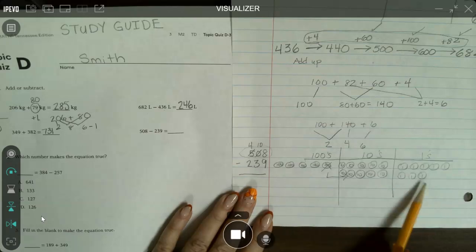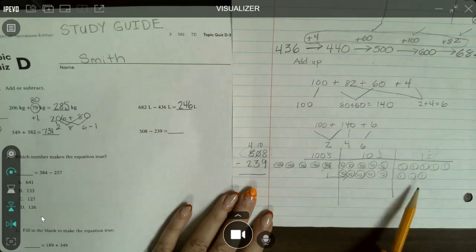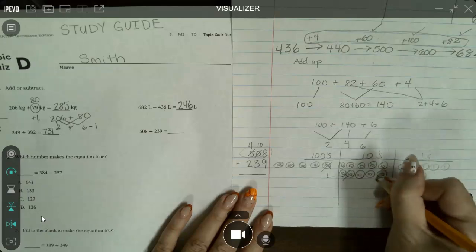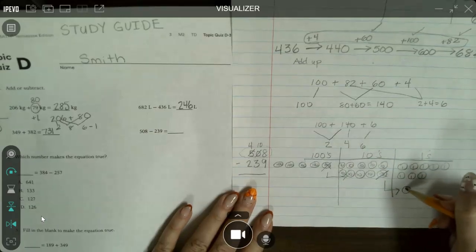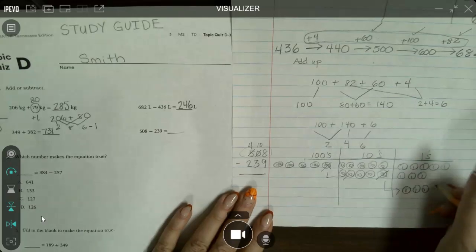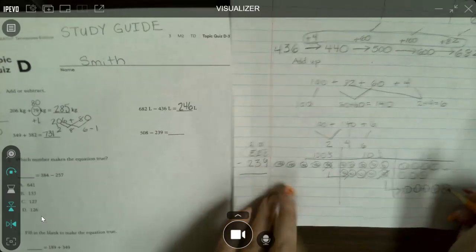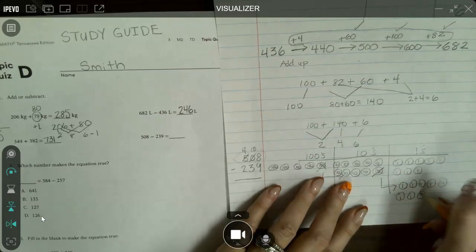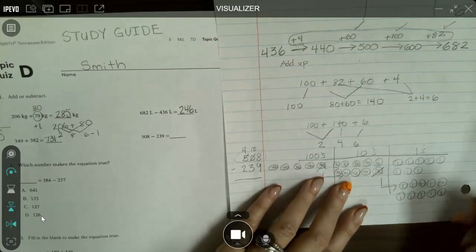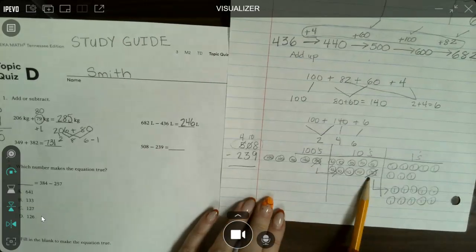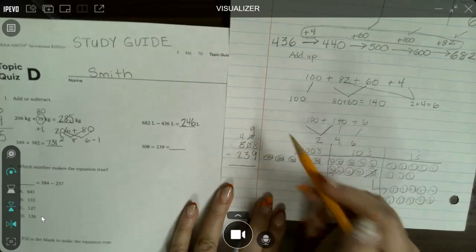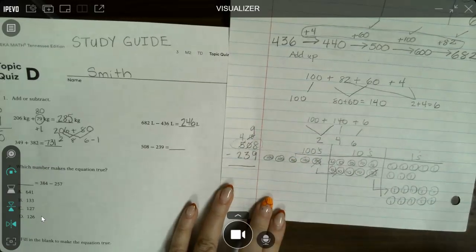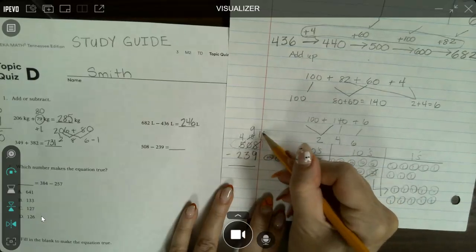Then I look back to here and I have enough next door to loan this one a group of 10. I X that out. I give him 10. 1, 2, 3, 4, 5, 6, 7, 8, 9, 10. This no longer has 10. I have to rename it again. He is now 9. And this no longer has 8. It has 18.